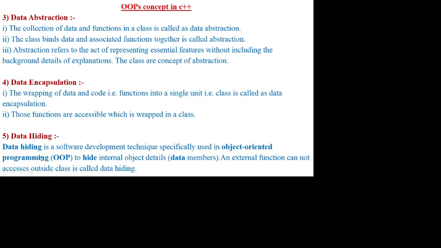Data hiding is a software development technique used specifically in object-oriented programming to hide internal object details. That is, internal data members are hidden whenever an external function is accessed. That means a data member is accessible only to its member function, and whenever an external function is accessed, the data is hidden.